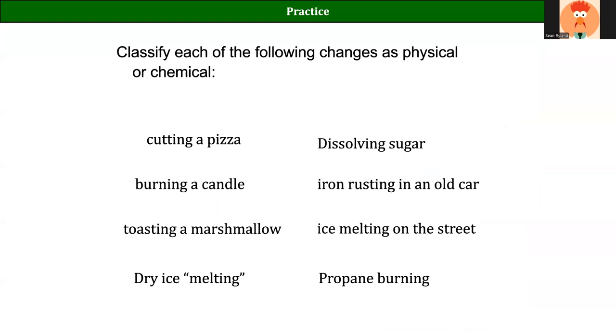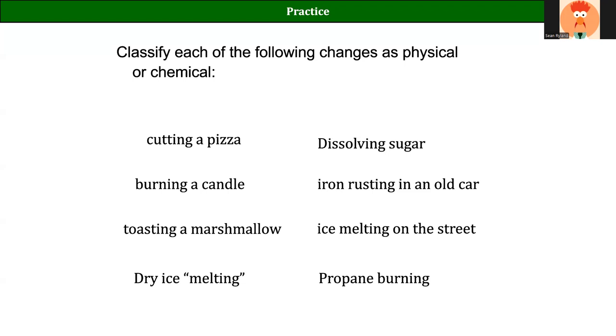So here's some examples. Is dissolving sugar in water a chemical change or physical change? Physical. What if you heat the water up, after you dissolve the sugar in it, to the point where it starts getting brown? That's a chemical change.